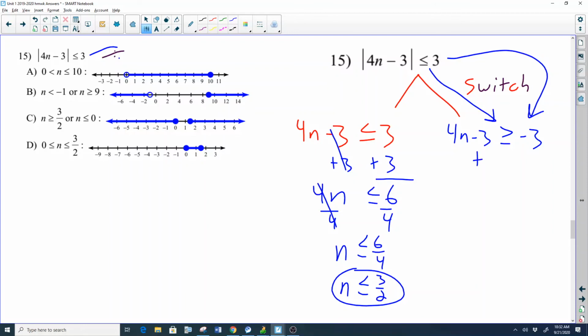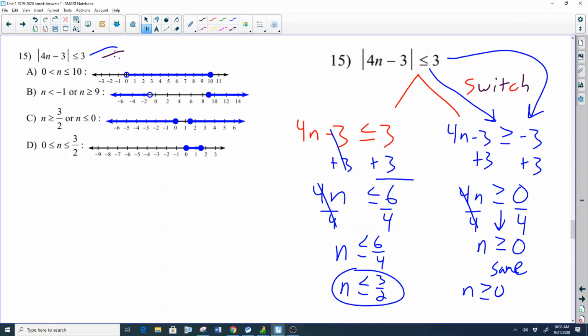Okay, then we do it again. But this time when we add 3 to the other side, we get greater than or equal to 0. And then we divide by 4. We did not divide by a negative, so we don't have to switch the inequality. It stays the same. So 0 divided by 4 is just 0. N is greater than or equal to 0.